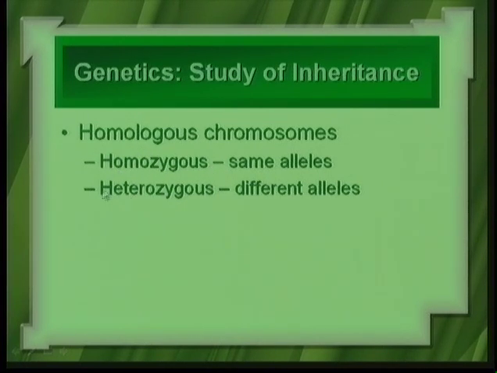Okay? Heterozygous means that you have different alleles. Say, for example, you could have one allele for purple flower color, the other allele for white flower color. Okay? And in terms of pea plants, we're going to find out later what you can expect from that. Okay?